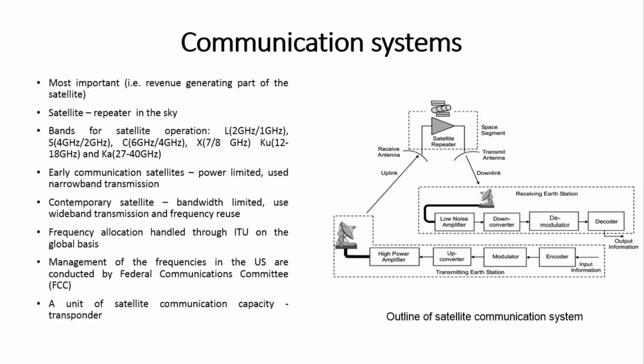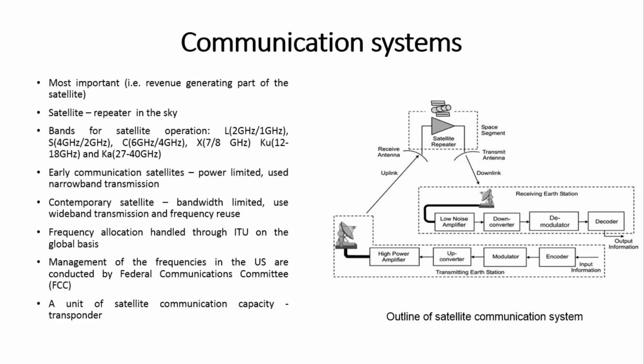Early communication satellites were power limited and used narrowband transmission. Complementary satellites are bandwidth limited and use wideband transmission and frequency reuse. Frequency allocation is handled through the ITU on a global basis. Management of satellites in the US is conducted by the Federal Communications Commission, FCC. The unit of satellite communication capacity is the transponder.